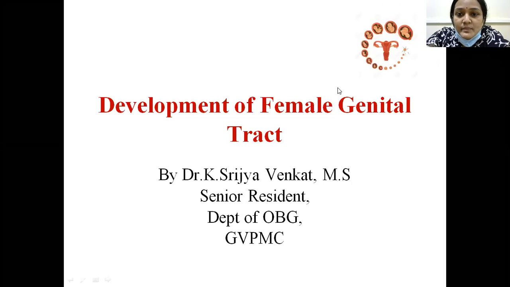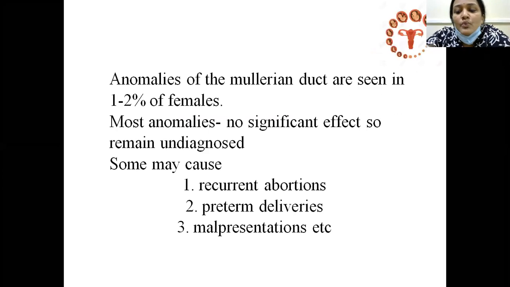Today's class is development of female genital tract. So why do we need to know about the development of female genital tract? Because there can be anomalies in the development of female genital tract, and these anomalies are seen in 1 to 2% of the females. So most of the anomalies go unnoticed because they do not have a significant effect, but some of those anomalies may cause menstrual disturbances as well as obstetric complications.